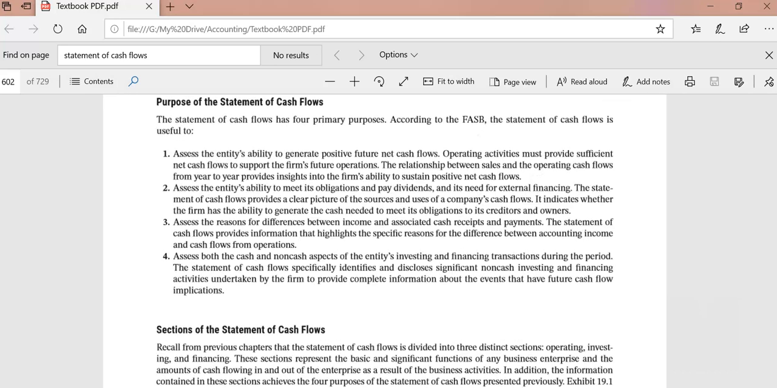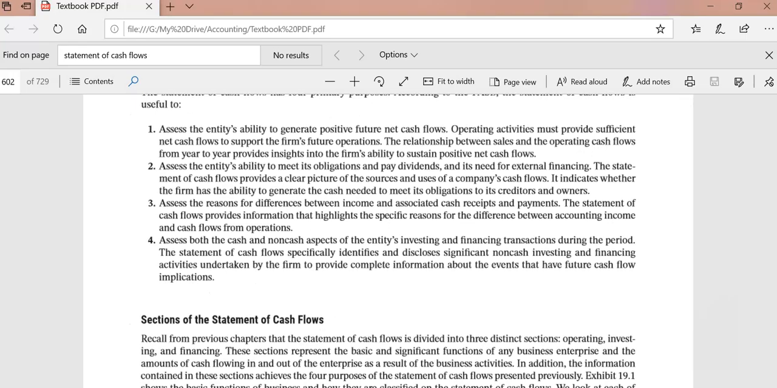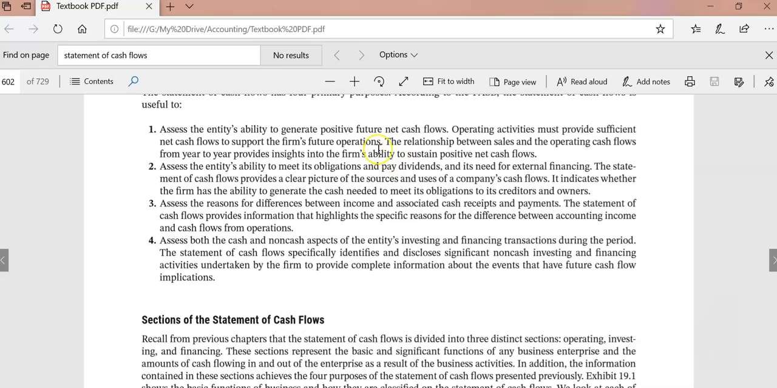All right, so what is the purpose of the statement of cash flows? First, we want to see if the firm can generate positive future net cash flows. Operating activities must provide sufficient net cash flow to support the firm's operations. So we want to make sure that in the upcoming year, from an operating standpoint, we're moving in the right direction. Cash is growing through operations, not going down.